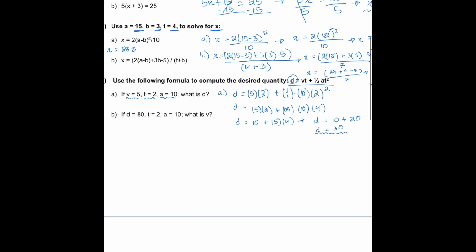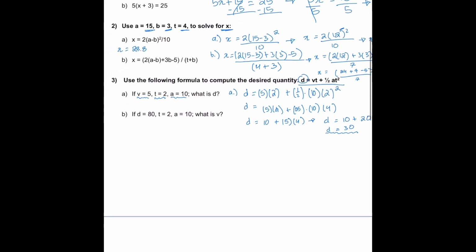Same exact process for part B. In this case here, now we're just trying to find what is V. So we're already given what D is, so D is equal to 80. So we just plug that into our equation. 80 equals V, which is what we're going to be finding here today. So we just go ahead and leave that blank.